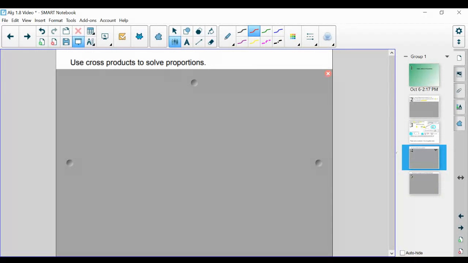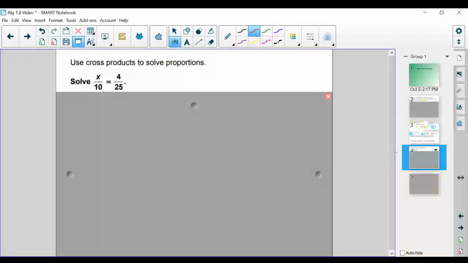All right, if you listen to my voice, that means you are ready to talk about proportions. So proportions, we can use what are called cross products to help us solve proportions. Proportions is when you are comparing two ratios. To have a proportional relationship means that one ratio, or one fraction, is equal to another ratio, normally, again, a fraction. So in this example, we want to solve x divided by 10 is equal to 4 over 25, which means that x divided by 10 should have the exact same value as 4 over 25.